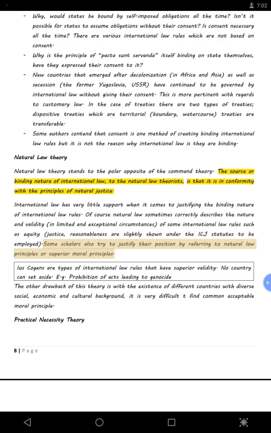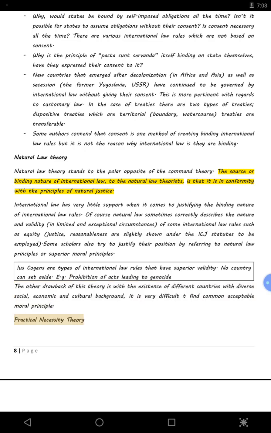Some scholars also try to justify their position by referring to natural law principles or superior moral principles. Jus cogens are types of international law rules that have superior validity. No country can set aside, for example, the prohibition of acts leading to genocide. The other drawback of this theory is that, with the existence of different countries with diverse social, economic and cultural backgrounds, it is very difficult to find a commonly acceptable moral principle.